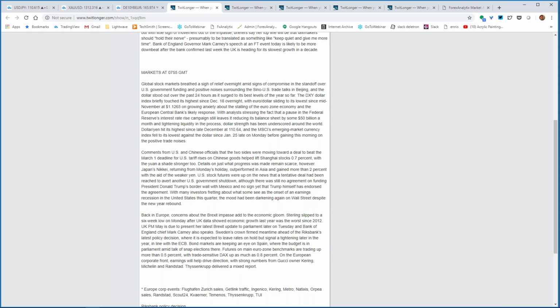U.S. stock futures were up on the news, and a tentative deal had been reached to avert another U.S. government shutdown, although there will be no agreement on funding President Trump's border wall with Mexico, and no sign yet that Trump has endorsed the agreement. Back in Europe, concerns about the Brexit impasse added to the economic gloom. Sterling slipped to a 6-week low on Monday after UK data showed economic growth last year was the worst since 2012. May is due to present her latest Brexit update to Parliament later on Tuesday, and the Bank of England's Mark Carney also speaks.